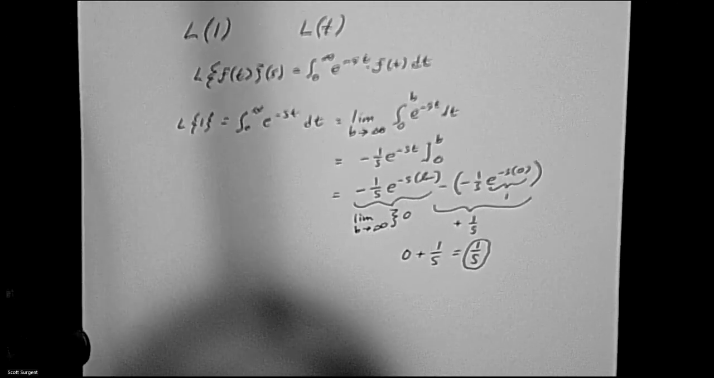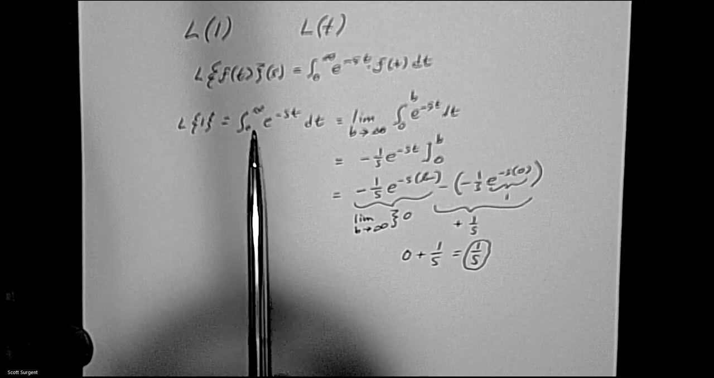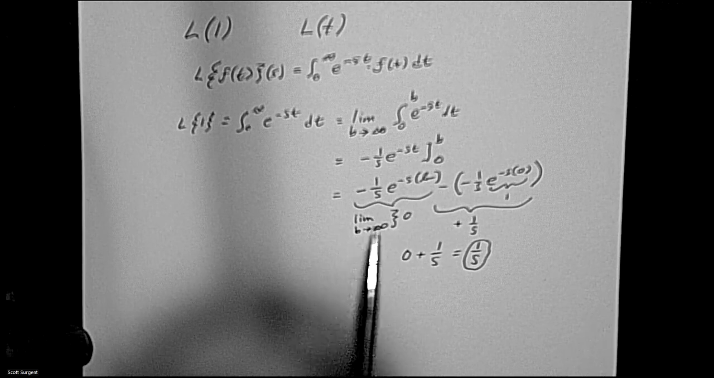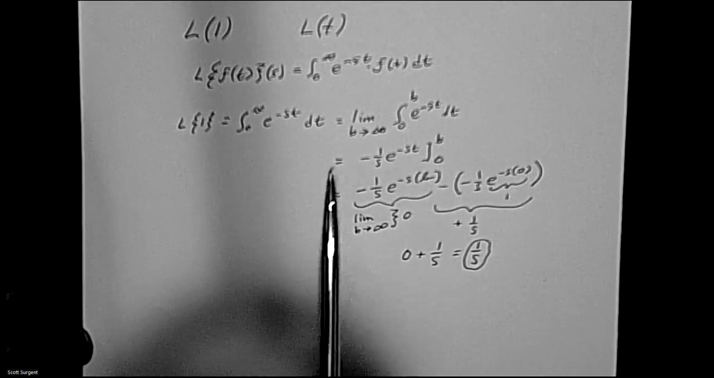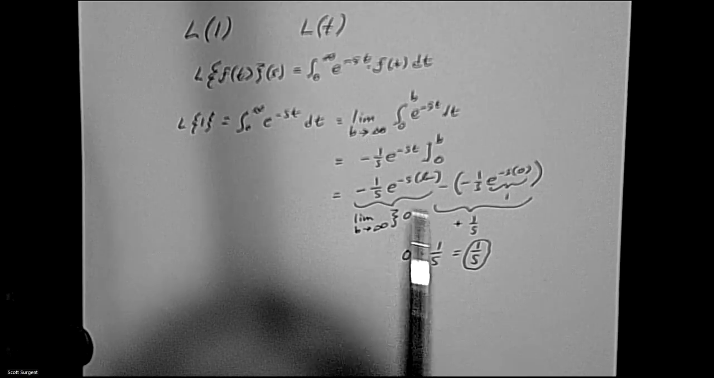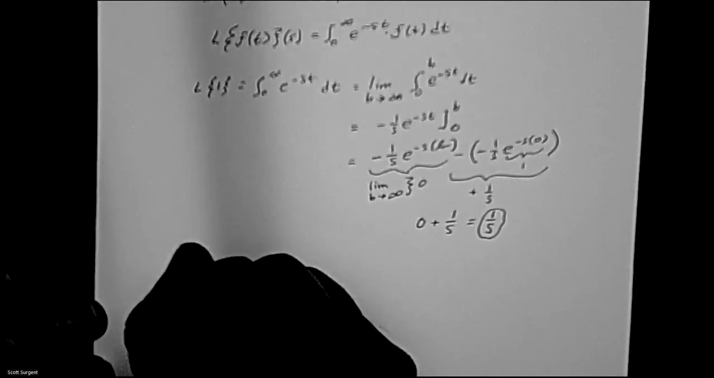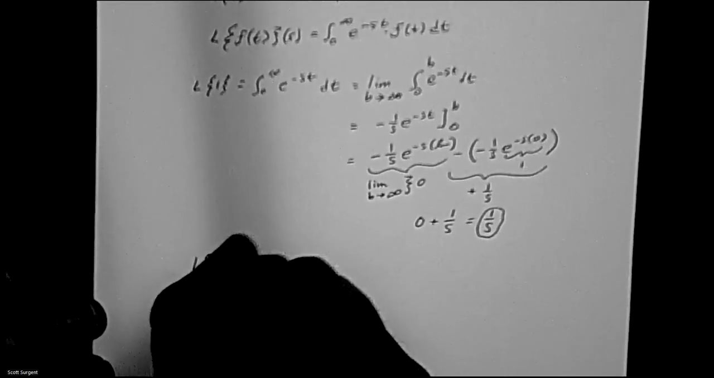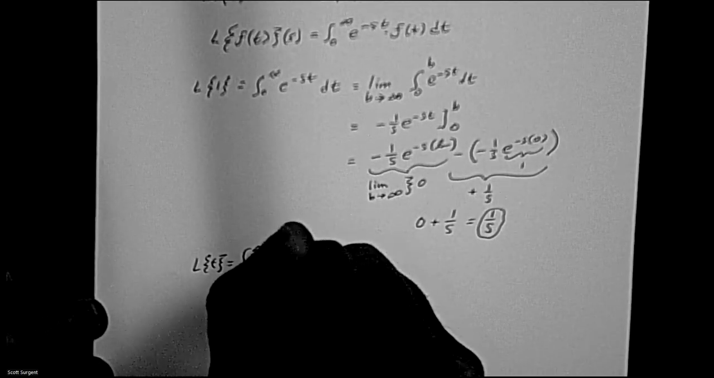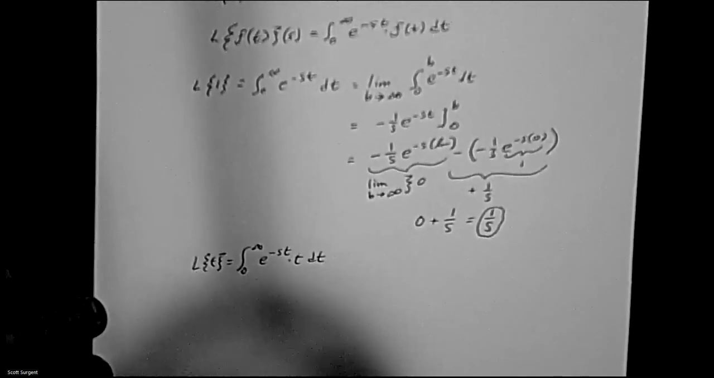Okay. That's an example of a convergent improper integral, and so this one worked out. This was one of the first sections of this module, like 7.1 or 7.2. For L of t, it's the integral of e to the negative st times t dt.